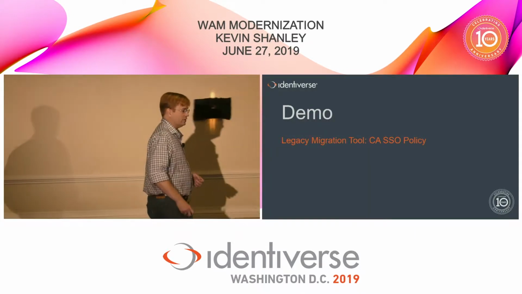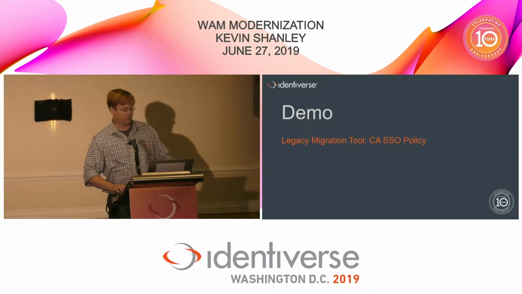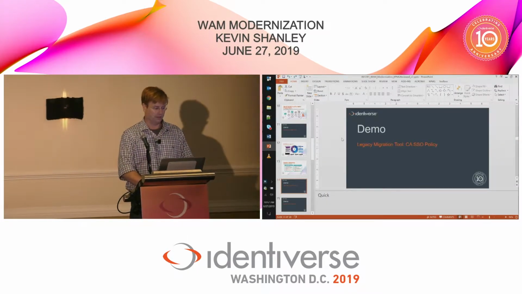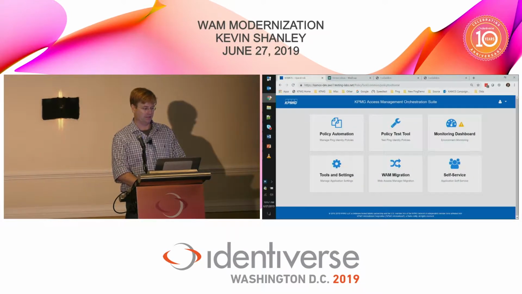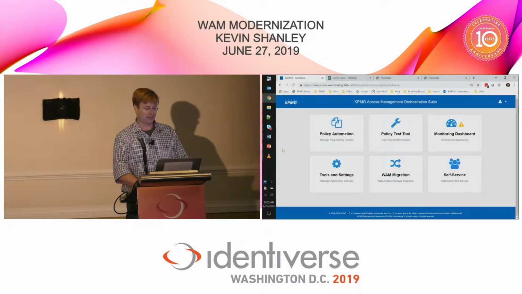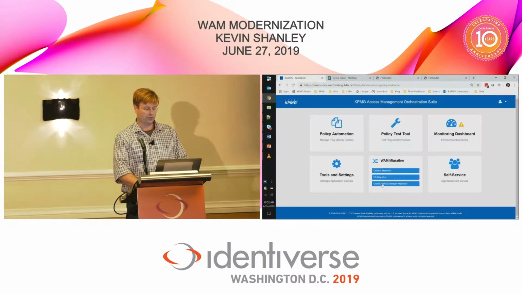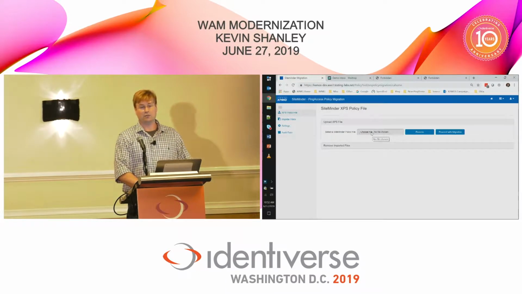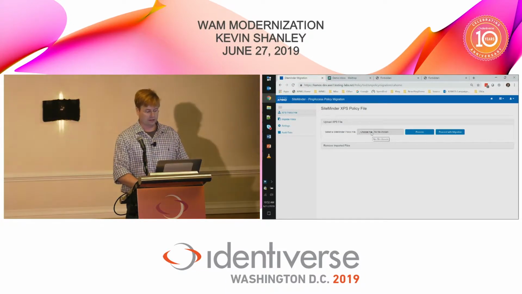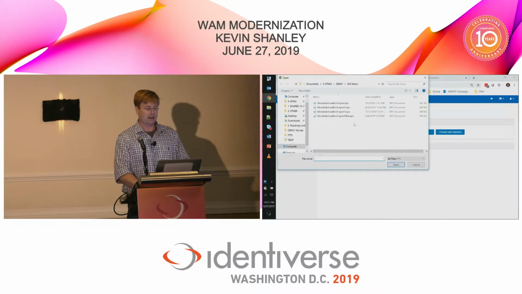Okay, so let's have a quick look at what it takes to create a policy with a migration of CA SSO or CA SiteMinder. So we have here just the home page of the KAMOS suite, and we want to go forward and do a CA migration. So all we need to do is take an XPS export out of SiteMinder. It's one of their standard XML exports, and pull this into the system.